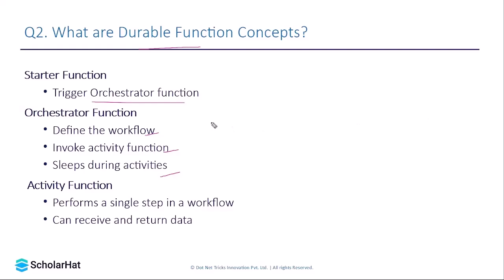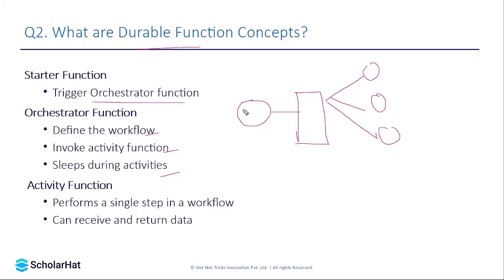So let's understand this with the help of an example. Let's say this is our starter function, and this is my orchestrator function in Azure Functions. And after that, I can have different activity functions 1, 2, and 3. The starter function will kick off the Azure durable function, and the orchestrator function's responsibility is to call the specific activity function depending upon the workflow. These activity functions are capable of sending and receiving data. So this is how durable function concepts work in Azure.